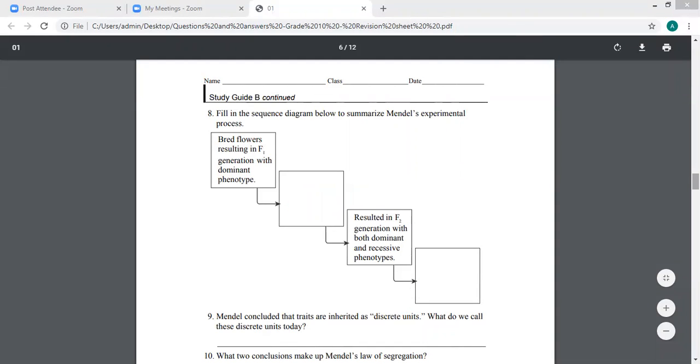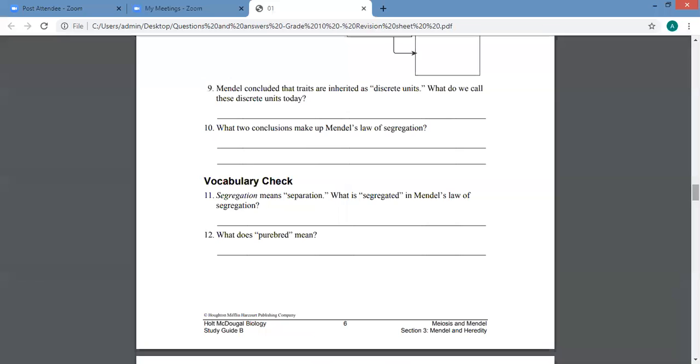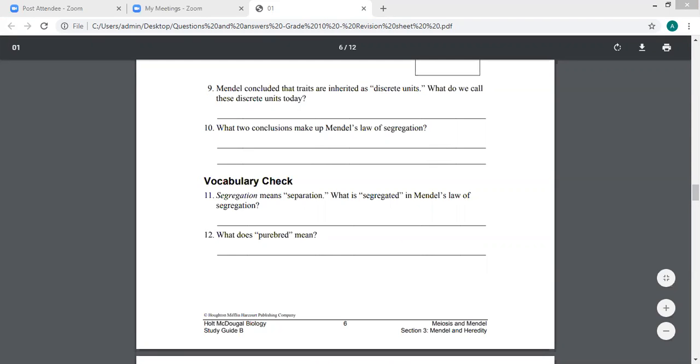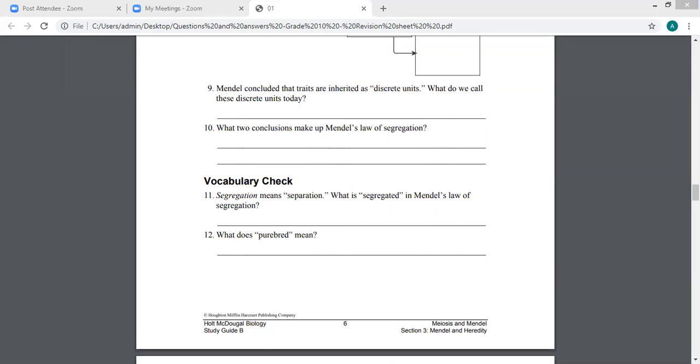Number 9. Mendel concluded that traits are inherited as discrete units. What do we call the discrete units today? Traits? No, traits is wrong. Genes. Maria? Yes, good. Genes, not traits. You got it, Fatima? Yes.